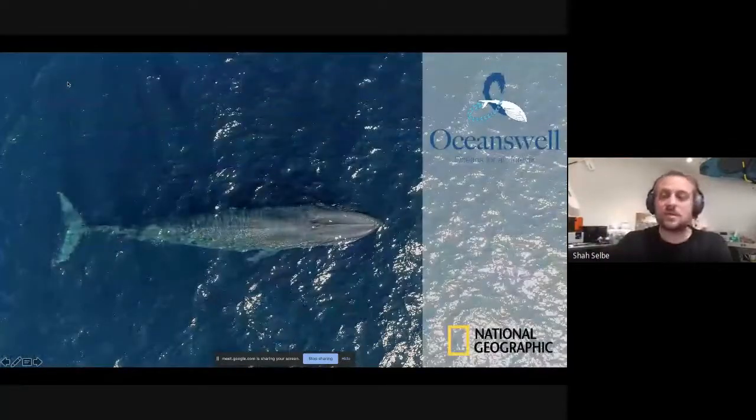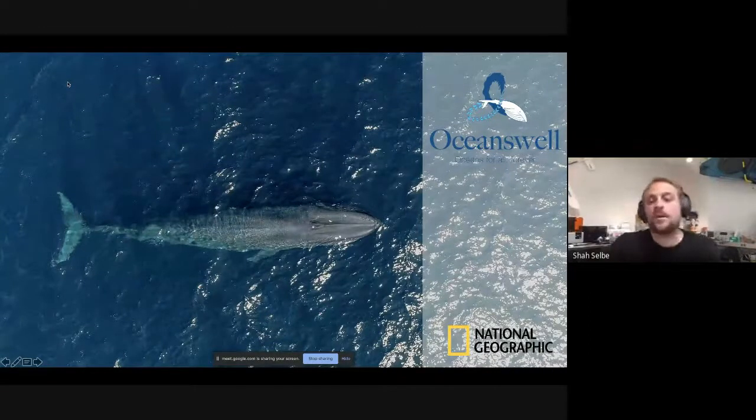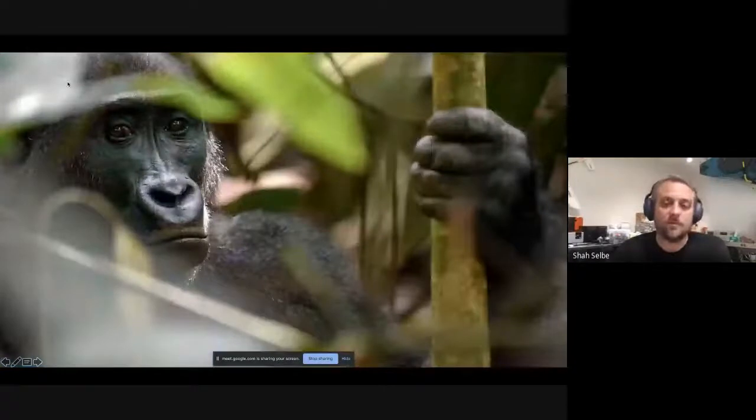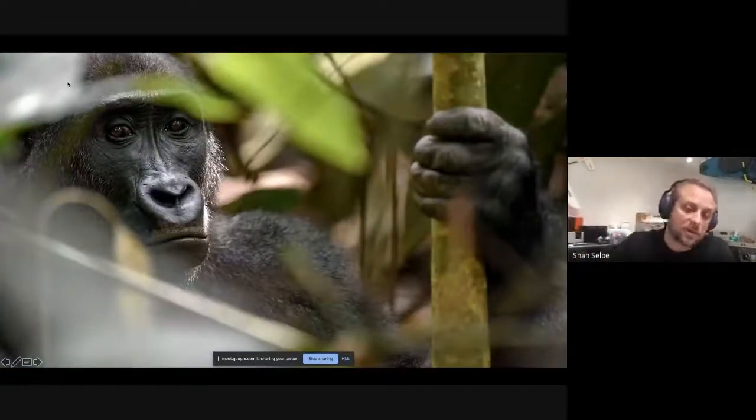Our most recent one is work we've been doing with this fantastic organization called Ocean Swell in Sri Lanka, where they do a lot of ocean conservation work, monitoring of this very unique blue whale population that they have off the coast there. And we flew drones down there to try and understand the health of the whales and monitor the interactions between the whales and the whale watching industry that was happening there in real time.